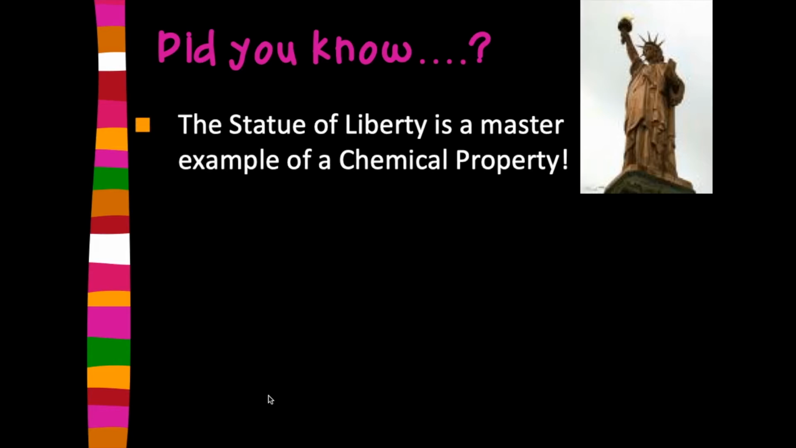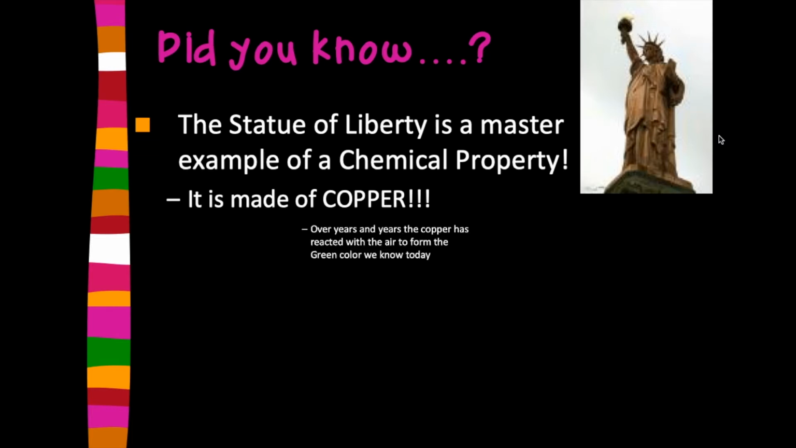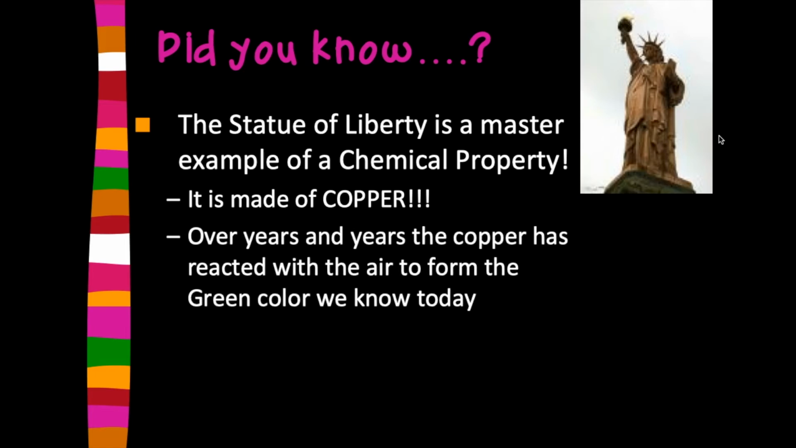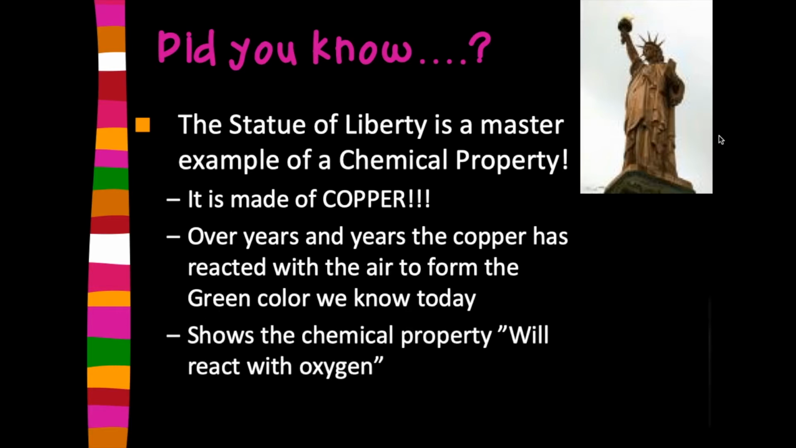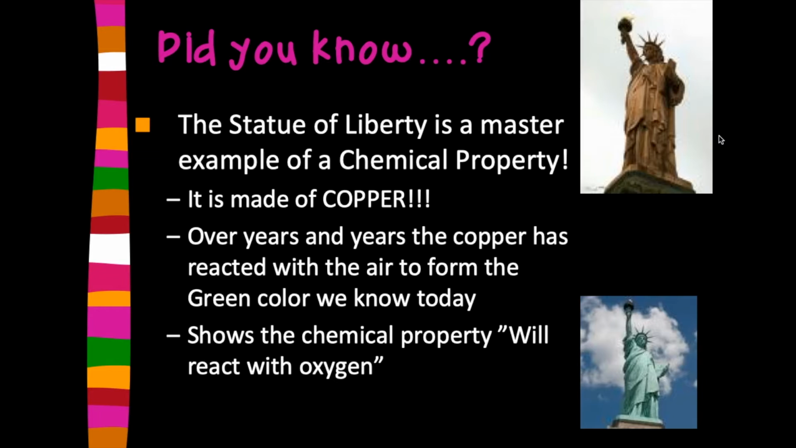The Statue of Liberty is actually demonstrating a really interesting chemical property. Maybe you've seen a picture of this version of the Statue of Liberty. It's actually made of copper. So when people built it way back, at Staten Island, when they were trying to make something really important, they used copper because copper is a very fancy type of metal. However, over the years, copper reacted with the air to form that greenish color that we're used to. And so it's showing the chemical property will react with oxygen. And then you get that green color instead. So that's an example of a chemical property from your world.